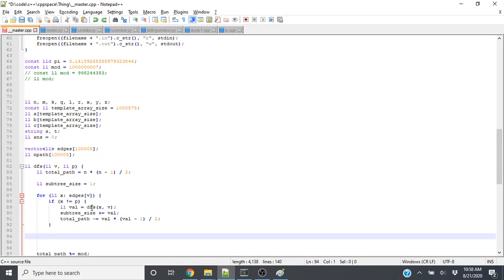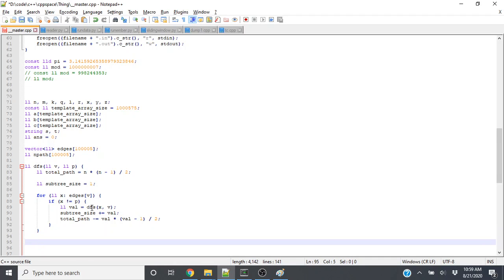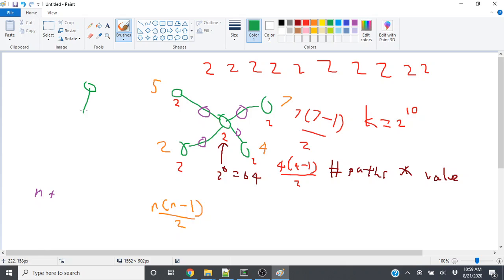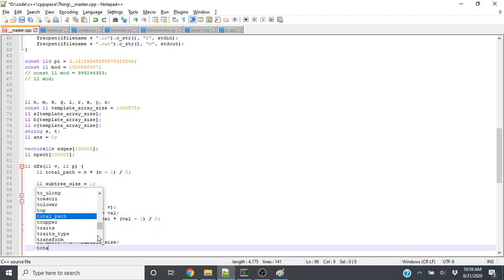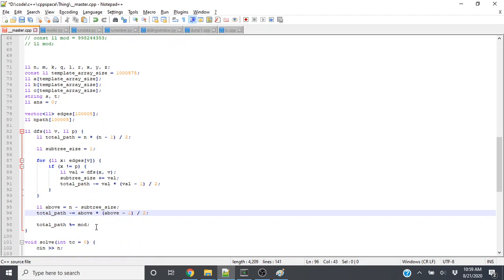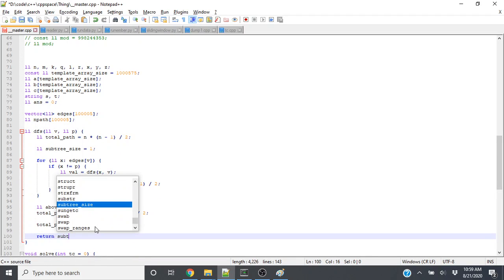Then everything above is not in this subtree. So for example, if we rooted the tree and we were here, then this would be everything in the parent component that's above it, which is basically n minus whatever we have down here. So let's do that. Above equals n minus subtree size, total path minus equals above times above minus 1 over 2. Same formula. Then we return subtree size so we can continue using it.